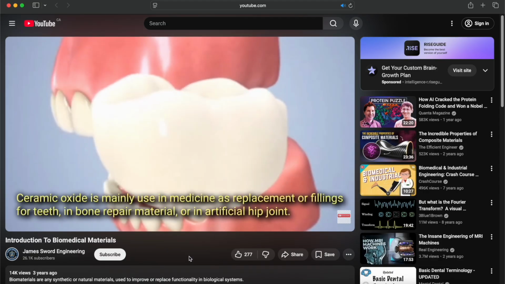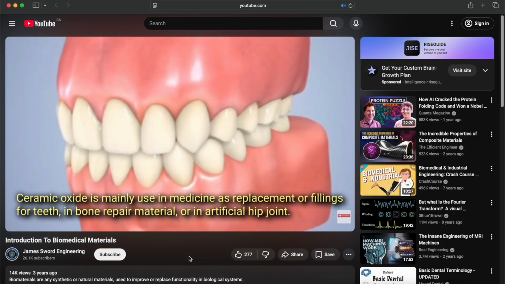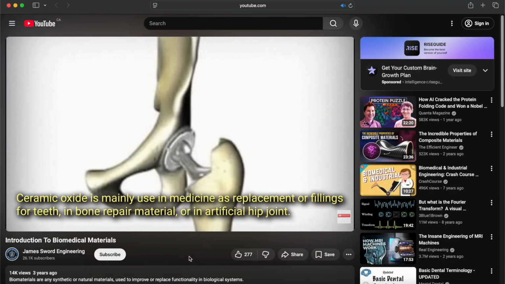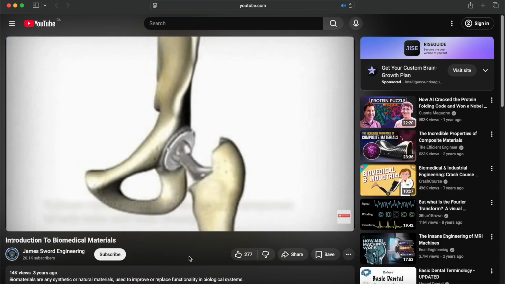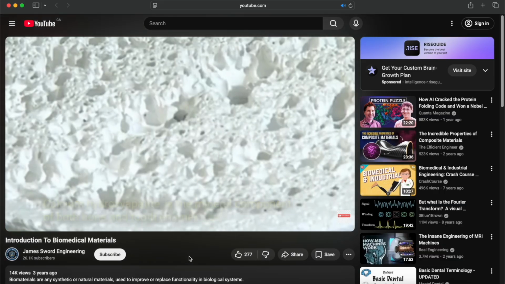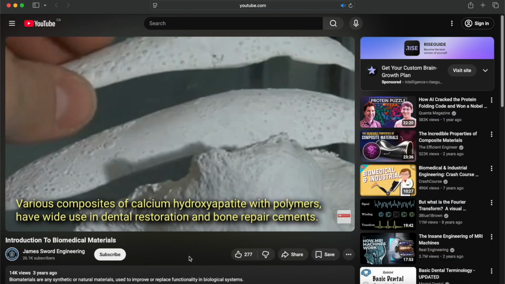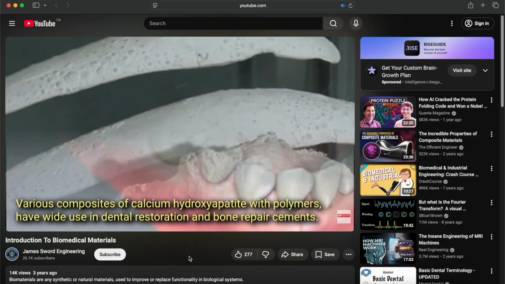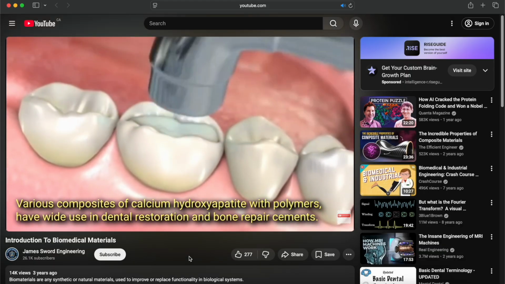Ceramics. Ceramic oxide is mainly used in medicine as replacement or fillings for teeth, in bone repair material, or in artificial hip joints. Calcium hydroxyapatite is the mineral component of both bone and tooth enamel. Various composites of calcium hydroxyapatite with polymers have wide use in dental restoration and bone repair cements.